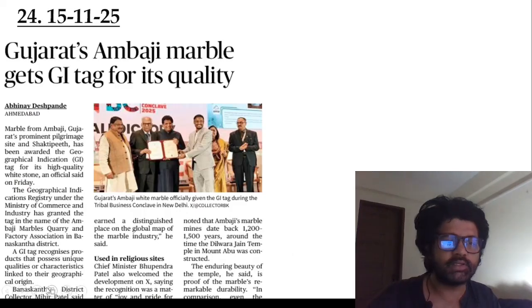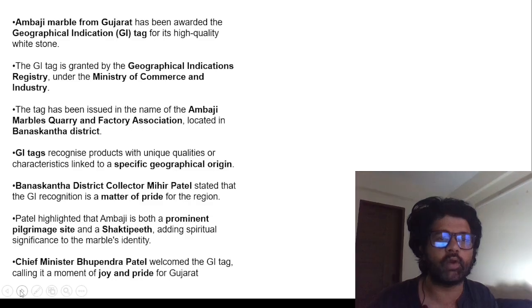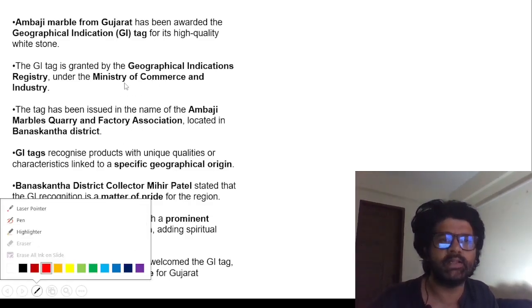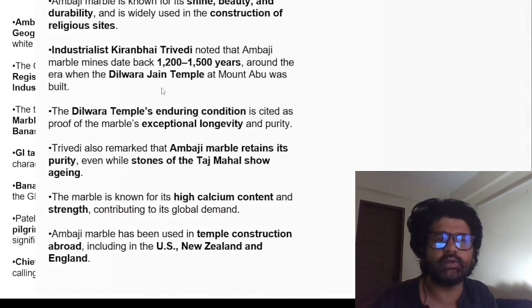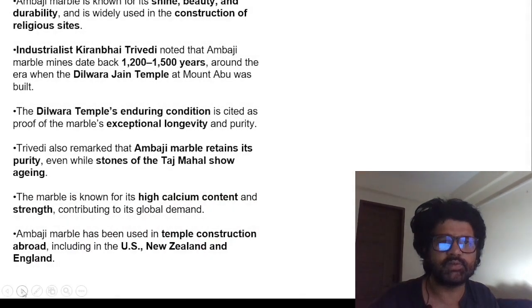Ambaji, it is said that this marble was even used in Dilwara temple of Mount Abu and all. It is used even in foreign countries. So remember it. If a separate article has been devoted to Ambaji marble, that means it is important. The other things related to GI tag we have already discussed. Bhupendra Patel, Chief Minister, was very happy.